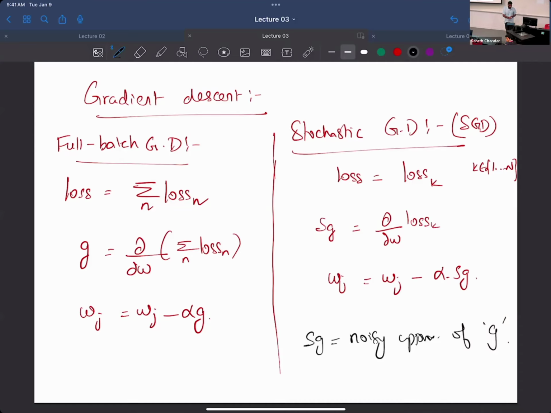That's a good question. Let's think through that, right? So the question is, if I do stochastic gradient descent and go through the full data, is it equivalent to doing full batch gradient descent? Is it exactly equivalent? That's your question, right? Think about it.